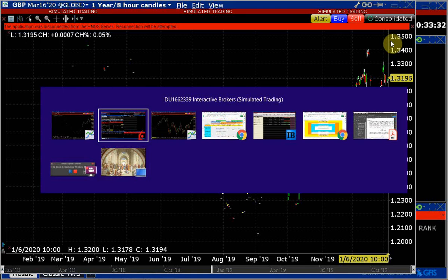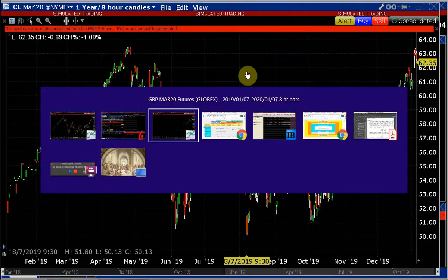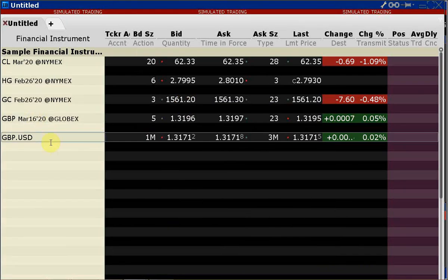Till the maturity? 16th March. Yeah, maturity is 16th March. Right? So that's the only difference. So you understand now the difference between forwards and futures. Economically, they are the same.